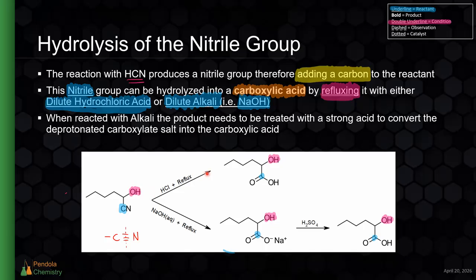And we can do that with an acid with reflux or with a base with reflux. Again, if we use the acid, we go straight from the nitrile to the carboxylic acid. If we use the base, we go from the nitrile to a carboxylate ion, and then that carboxylate ion, if we add a little bit of an acid, can be turned into a carboxylic acid. So that's why this reaction is important. It's very useful for adding carbons to starting materials that don't have the necessary number of carbons.